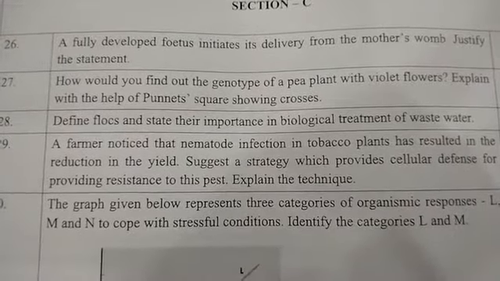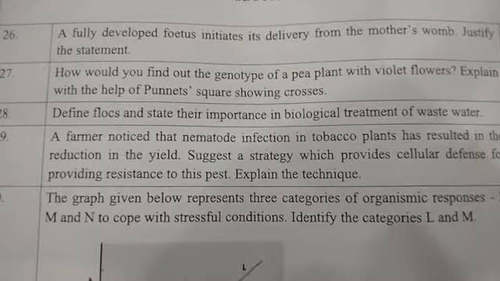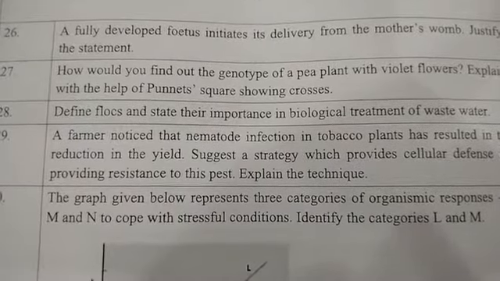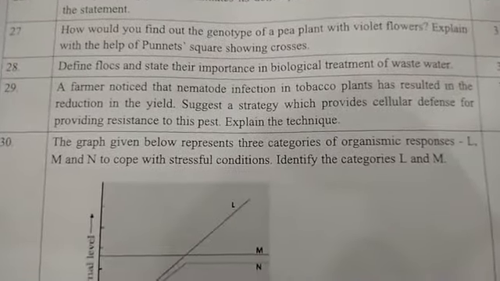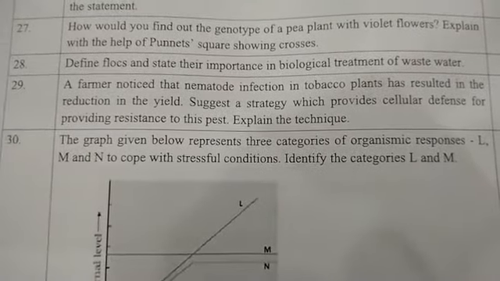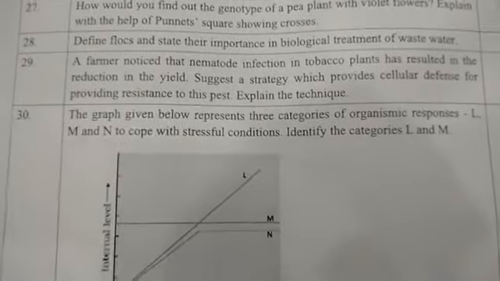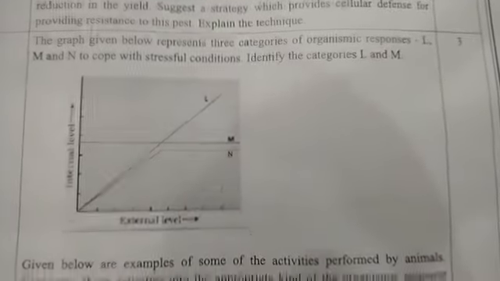27th, genotype of pea plant with violet flowers. Explain with the help of Punnett squares showing crosses. You'll get an idea how to study, what sort of questions. Okay. First try answering all these questions. This is the 30th question. Got it? You can see the graph. And then finally this follows.